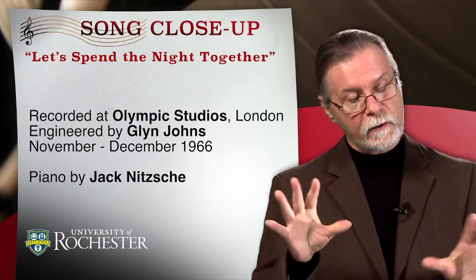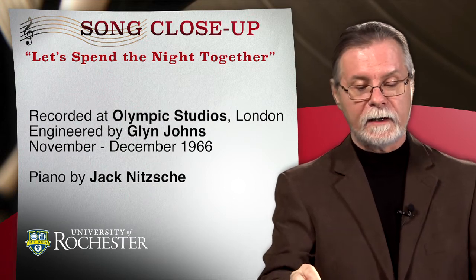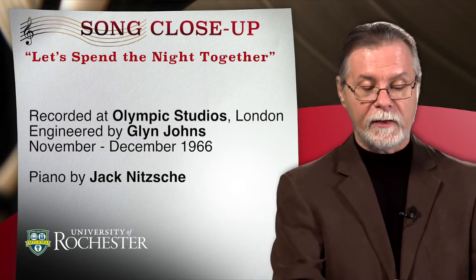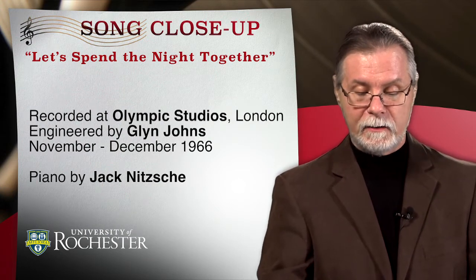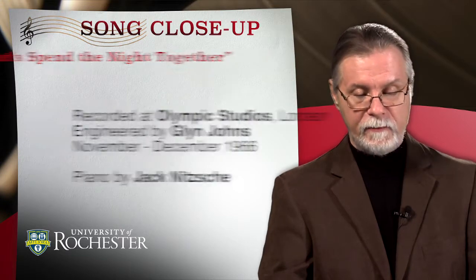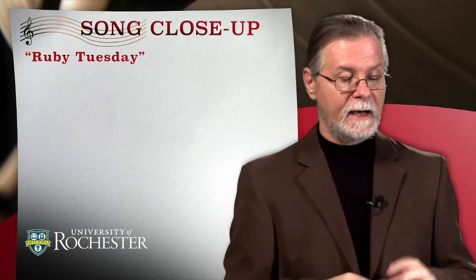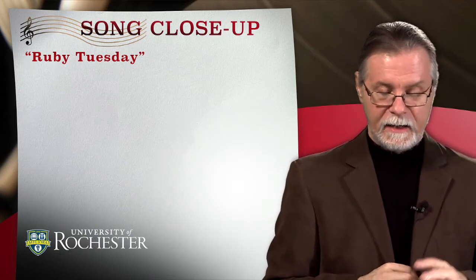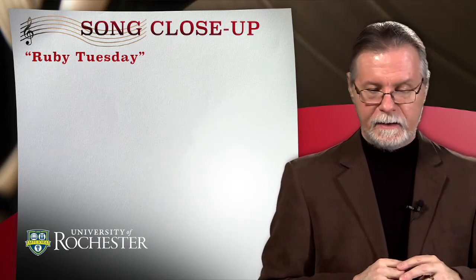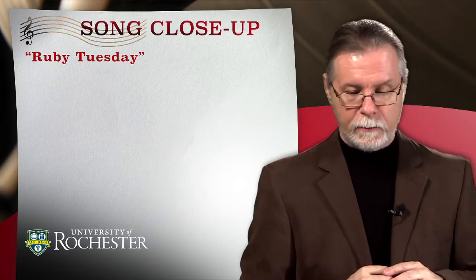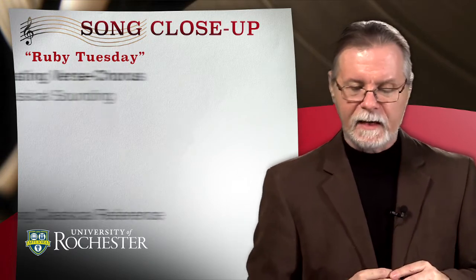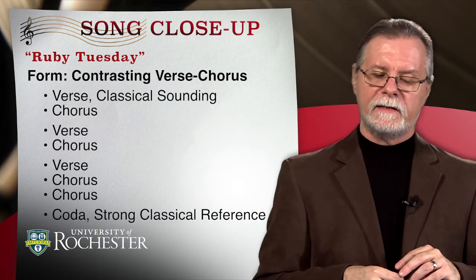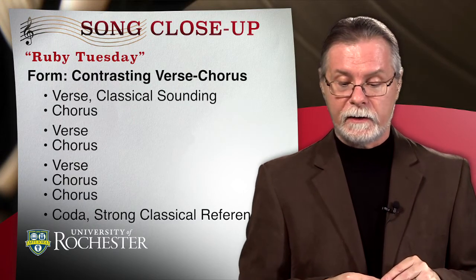All right, so so far we've had two songs that are fairly provocative, or that I've argued are maybe attempting to provoke. Let's move on to the B side from "Let's Spend the Night Together." It comes out of the same sessions that got us the A side, and the B side I want to talk about is "Ruby Tuesday." And this song has a form that's a contrasting verse-chorus. We've certainly seen those before.